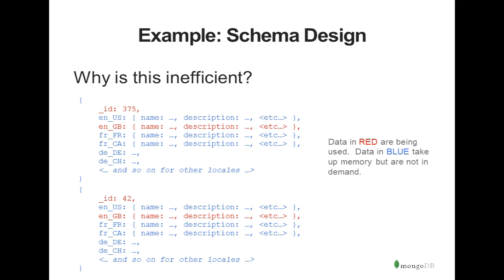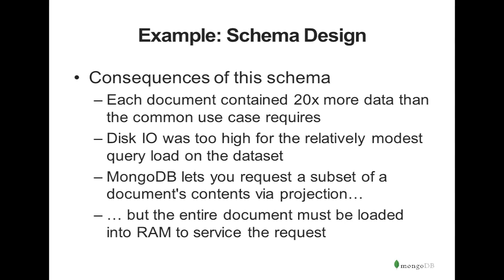In MongoDB, each document is pulled into memory when it is fetched from disk. So I have pulled in these entire documents, but I'm only using a subset of what's been pulled in. In this example, all the data in blue is part of the document, and it's being pulled into RAM, but I'm only using a small part of it. So I'm essentially using 20 times the RAM that I actually need to. Basically, the consequence was that each document contained 20 times more data than the use case requires, because somebody surfing only needs to know one language.